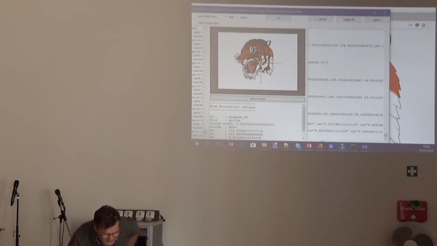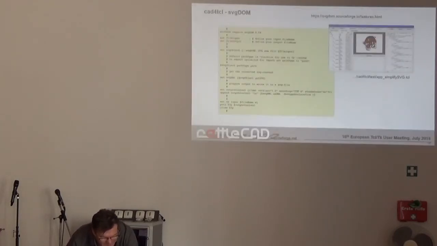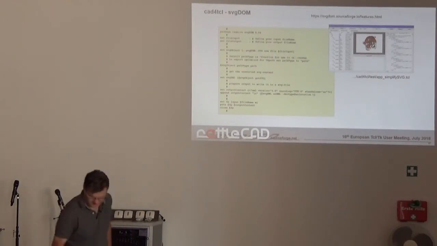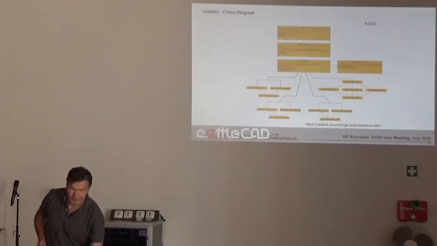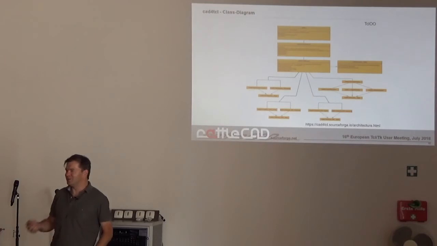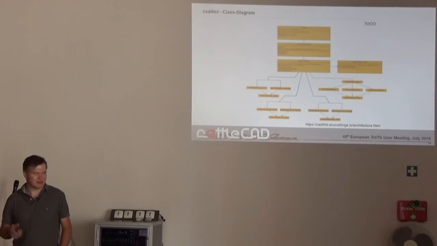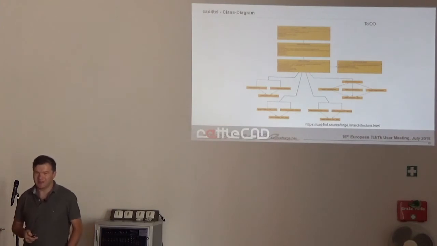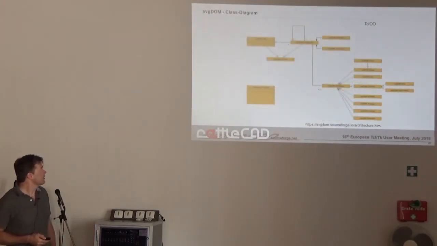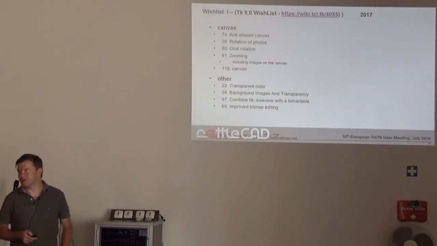And we see I'm a bit out of time, so therefore I'll go through. I have a few class diagrams for everyone of you who is interested in maybe supporting development. These class diagrams are available on the websites. One is for SVGDOM and the other one for CAD-for-TCL. This is the address on the bottom. This was the wish list from last year. Maybe there's a separate discussion about this.